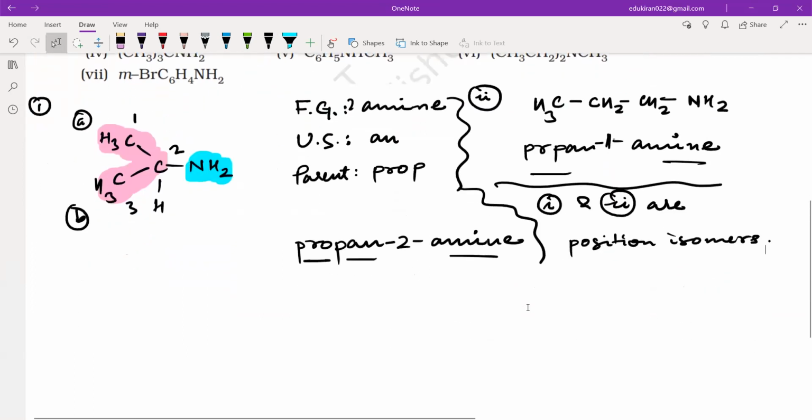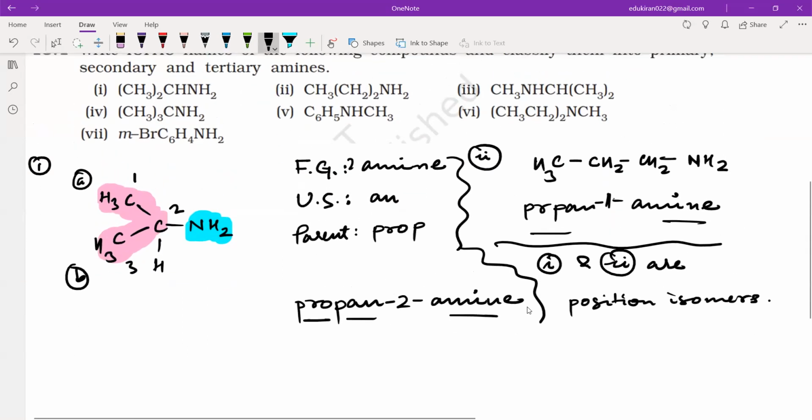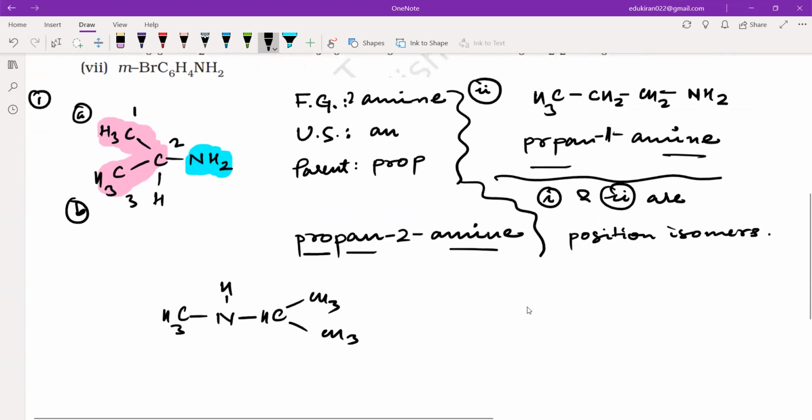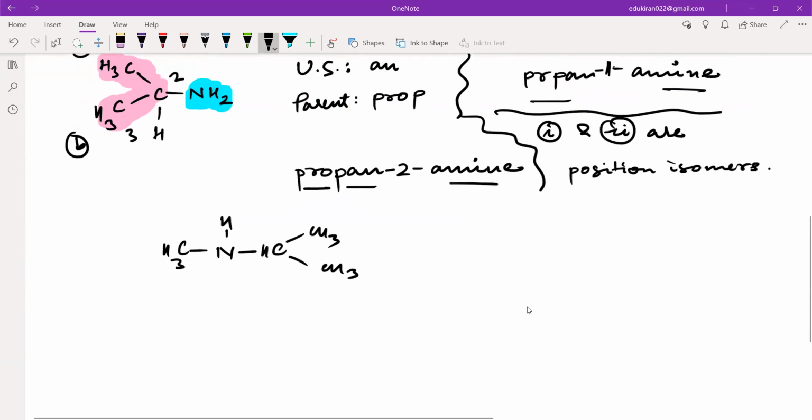Let us write the third one. That is more important. CH3NHCH2CH3. So there is CH3, which is bonded to nitrogen, which is bonded to hydrogen, and further bonded to CH2CH3. Now in this, you have to identify what is the functional group. Amine. Whenever you have nitrogen which is singly bonded to carbon atoms, the functional group is going to be amine.